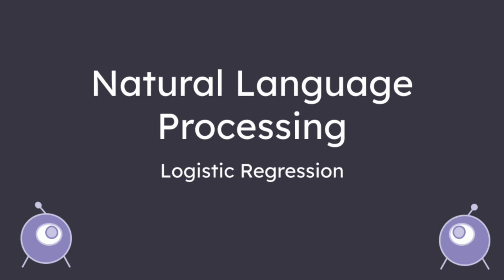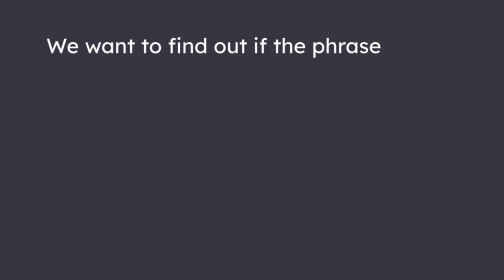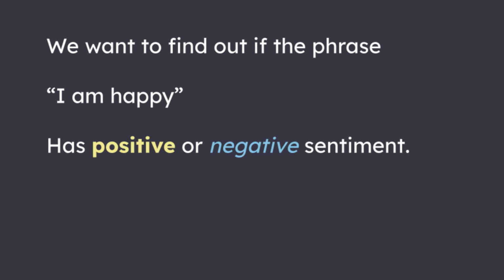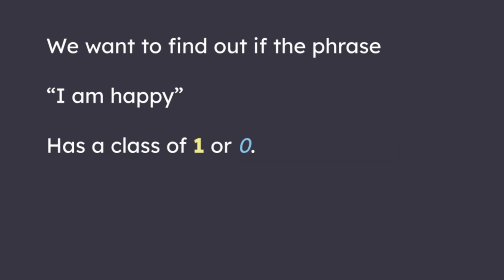In this video, we will go over how to classify using logistic regression. Let's say we want to determine if the phrase, "I am happy," has positive or negative sentiment. In other words, we want to classify the sentence, "I am happy," as either 1 or 0.